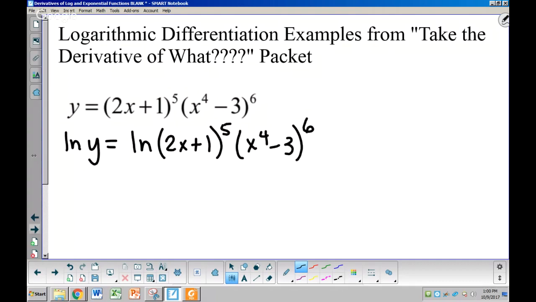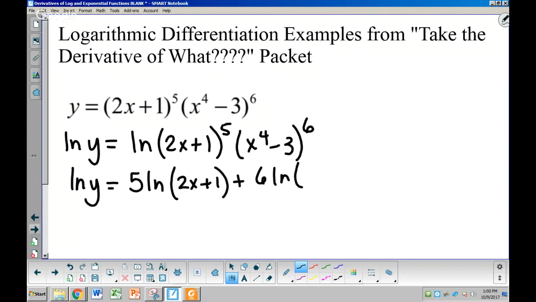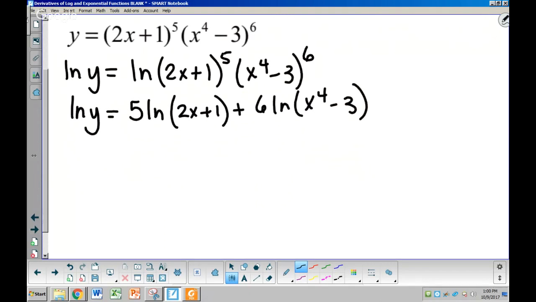And then what could you do with the 5? So we could expand this and say this is the natural log of y equals 5 times the natural log of 2x plus 1, plus 6 times the natural log of x to the 4th minus 3. Everybody agree we can unbundle the right like that? And now, could we take the derivative implicitly?